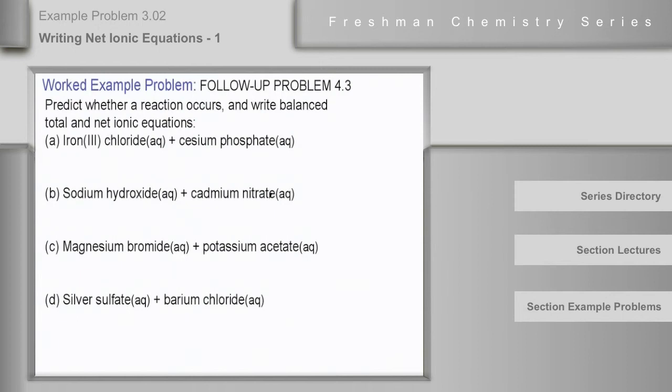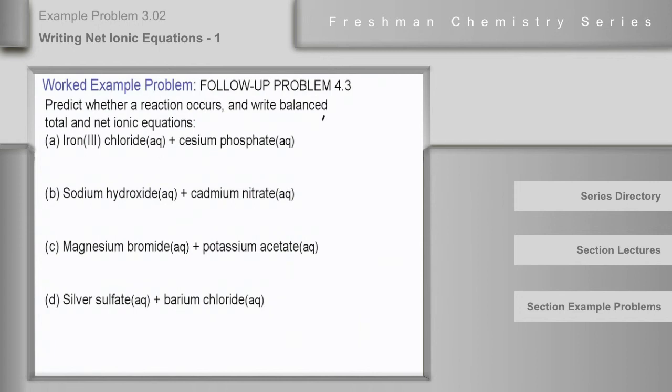In this question, we're asked to predict whether a reaction occurs between two ionic compounds in aqueous solution. And if one does, we are to write a balanced total and net ionic equation for the reaction. The essence of this question is knowing what compounds are insoluble, because in order for a net ionic reaction to occur, ions have to be removed from the solution. And in the case of these examples, this would be done by the formation of a precipitate, an insoluble compound.